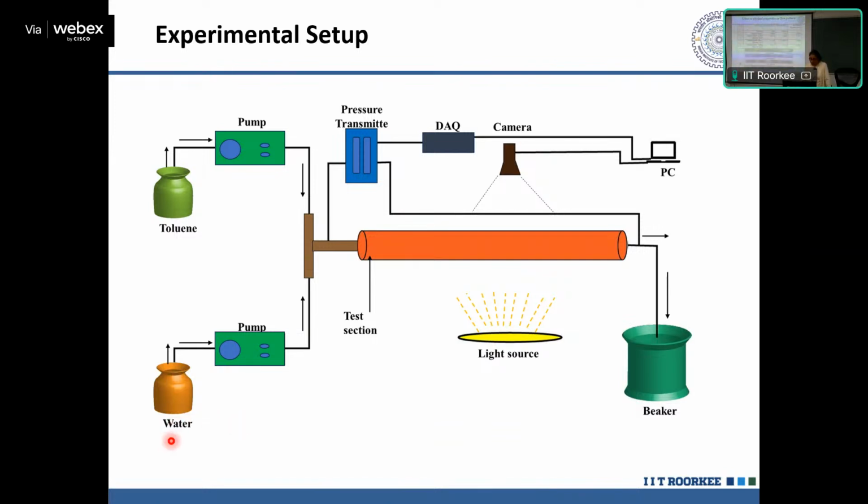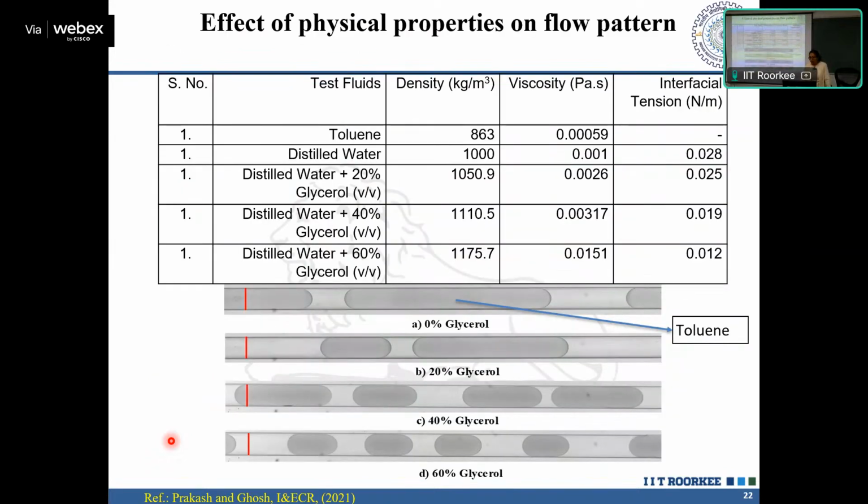Here we have kept the toluene as it is, but gradually changed the water. First we performed with toluene and water, second with toluene and distilled water mixed with 20% glycerol. So what does it change? It changes the density. Though the density is close by, it changes viscosity as well as interfacial tension. Further, we add 40%. Again the density changes, it becomes more viscous, and interfacial tension goes down.